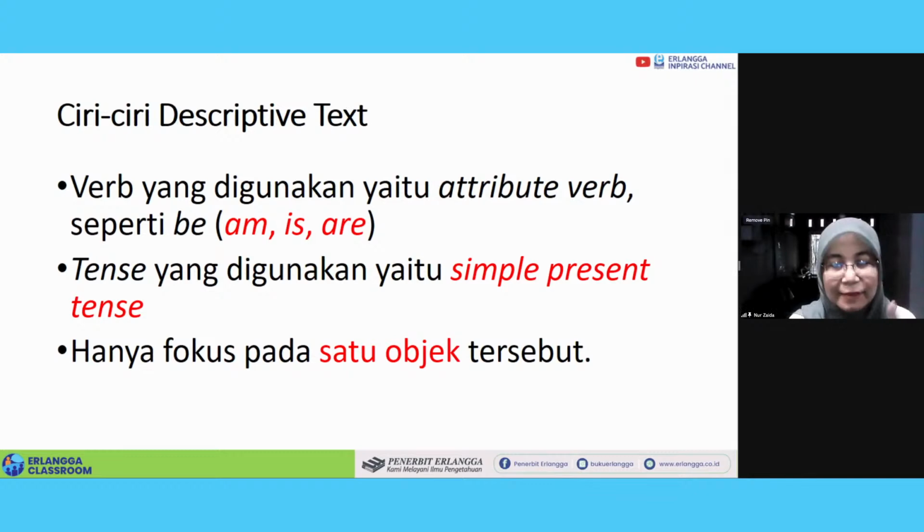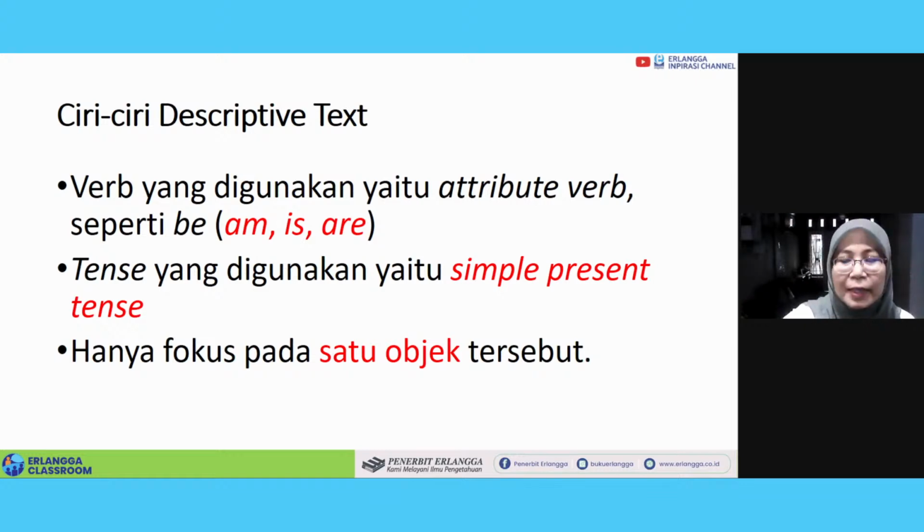Nanti kalau kamu mau, sahabat Erlangga bisa membuat, for example, you want to tell about your pet, kucing misalnya ya, your pet, a cat, a dog, maybe some of you have exotic pets such as snake, for example, or iguana, for example. So one iguana only, ya. Terus dideskripsikan seperti itu ya.